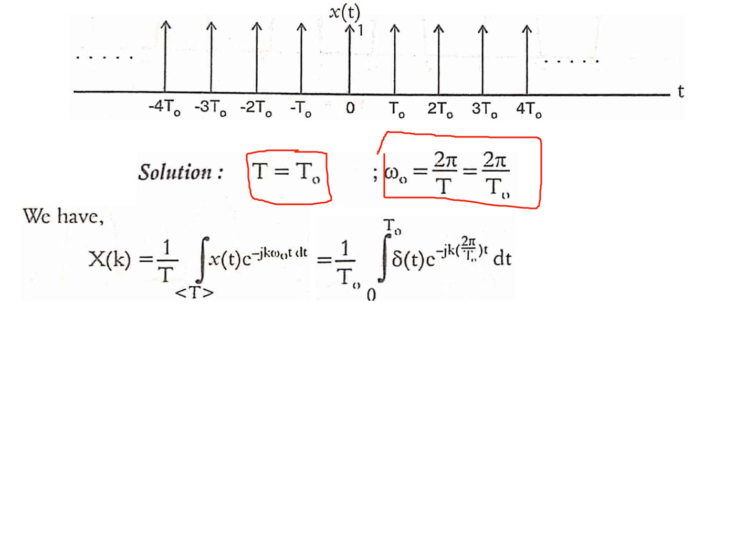So in the place of t, I'm writing t naught. In the place of x of t, I'm writing delta t. And delta t in one time period. One time period is 0 to t naught seconds. I'm integrating from 0 to t naught seconds delta t into this.